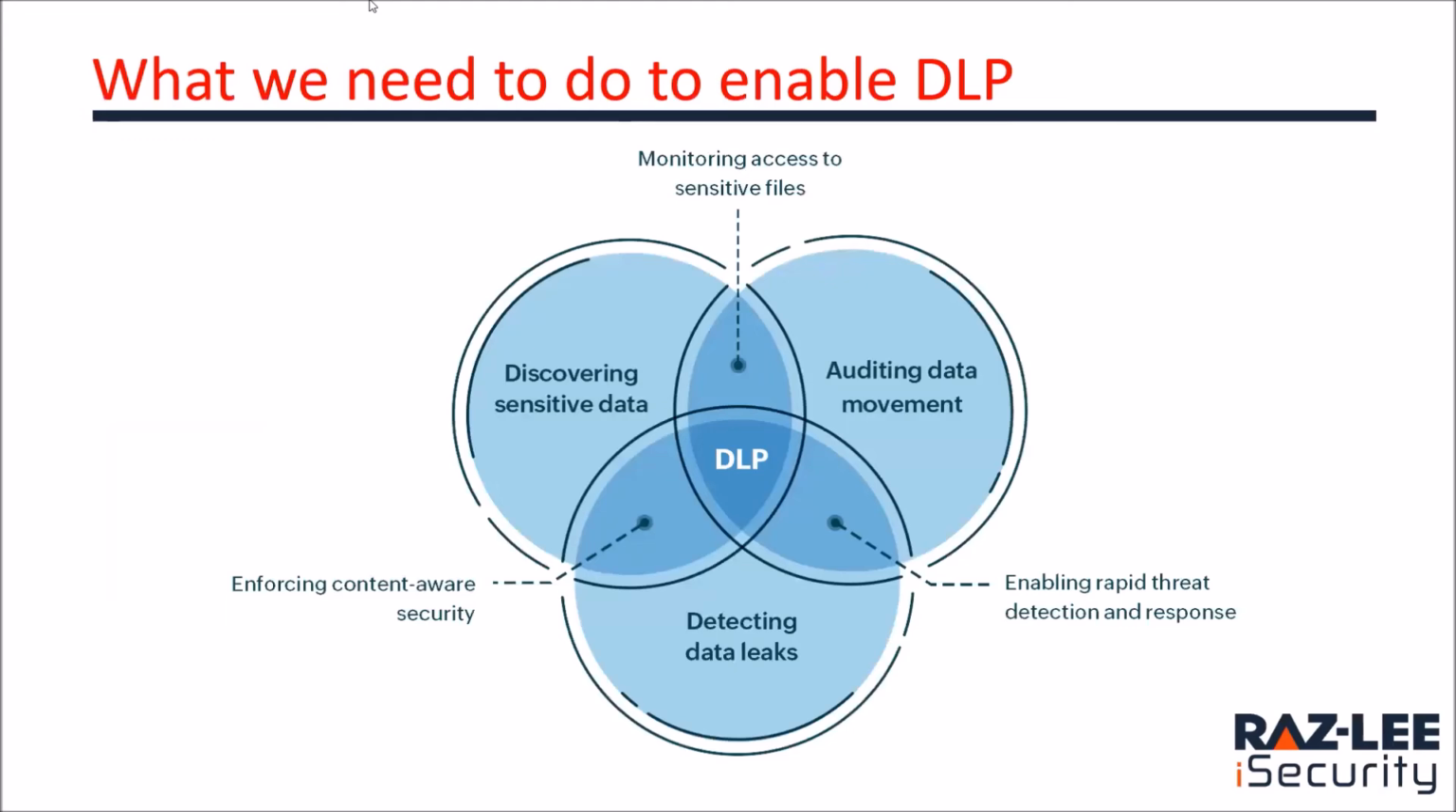So as a summary, we will go back to the same three spheres diagram that defines DLP. First, we need to know our sensitive data. We need to audit that data. How? Monitoring the access. And we need to detect the leaks. How? We need to enable rapid threat detection and response. And having all this, we are enforcing the content, our security. So we are enabling data loss prevention in our systems and networks.